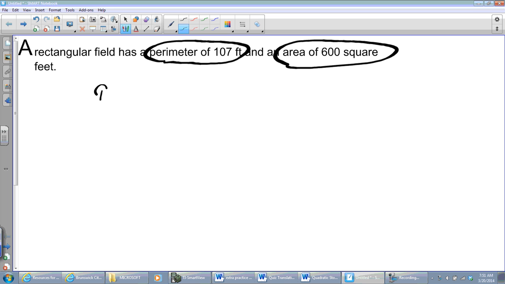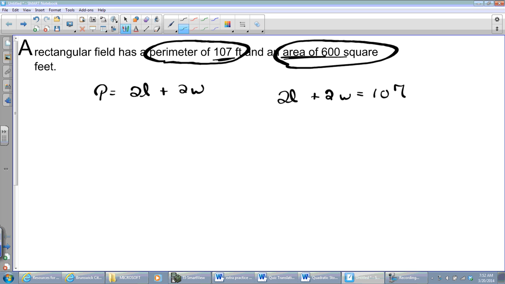To find perimeter, I need to do twice the length and add it to twice the width. Some of you might say add up all the sides. Well, yeah, that's true. I do agree that's perimeter, but it's a less functional form of the formula. So let's use it as twice the length and twice the width. Now I do know the perimeter is 107 feet, so my first equation is going to be 2L plus 2W equals 107.